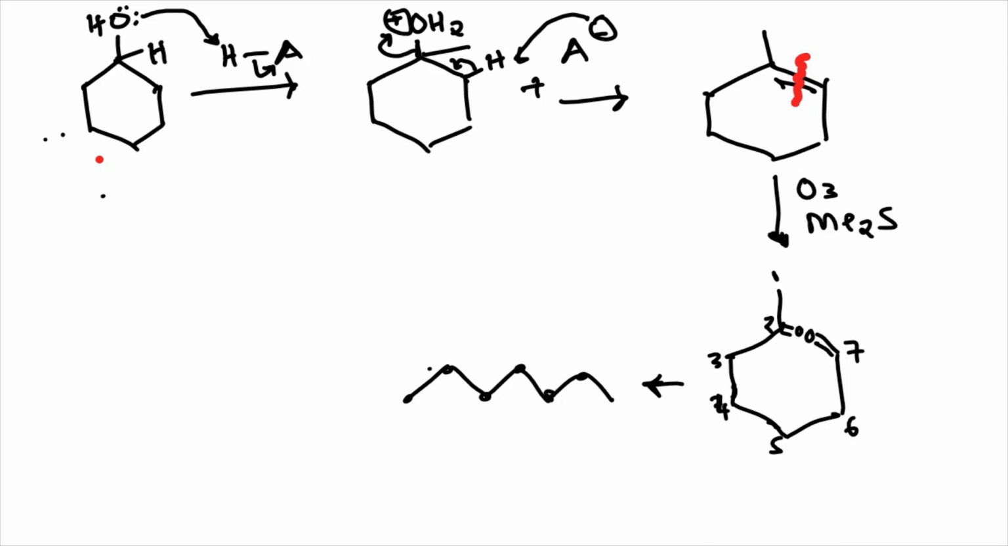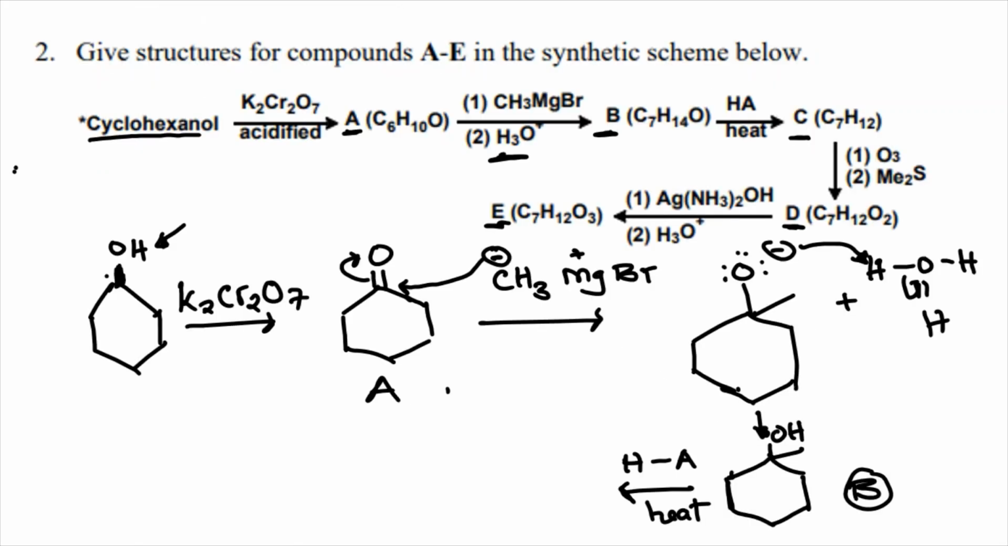Carbon number 2 is double bonded to oxygen, and carbon number 7 is double bonded to oxygen. 1, 2, 3, 4, 5, 6, 7. But you know that carbon number 7 here has a hydrogen. So this is the compound that is going to form when you treat this alkene with ozone. So this is our D here. That is our D.